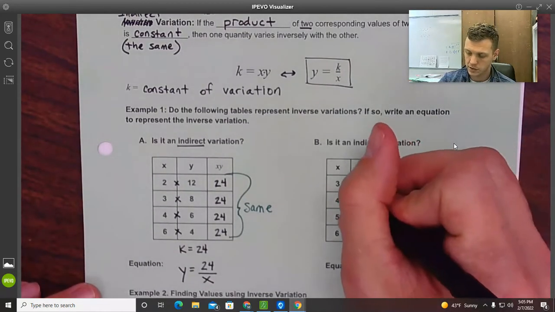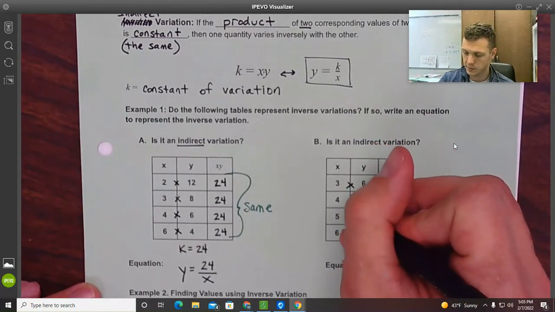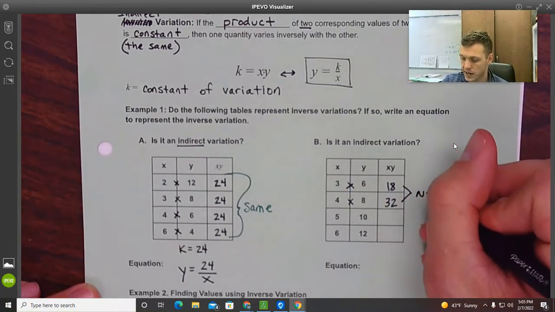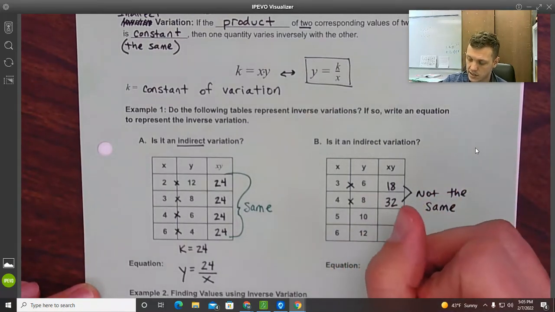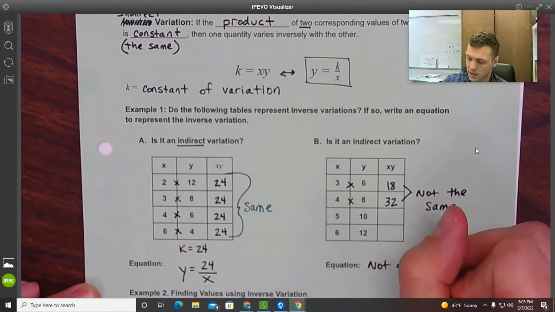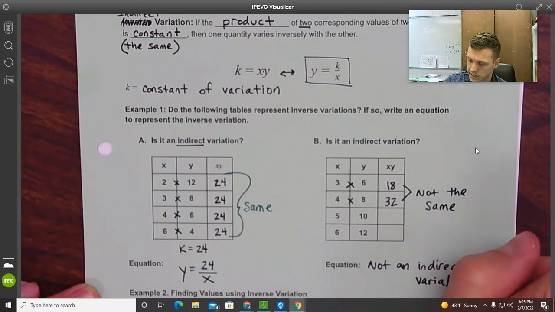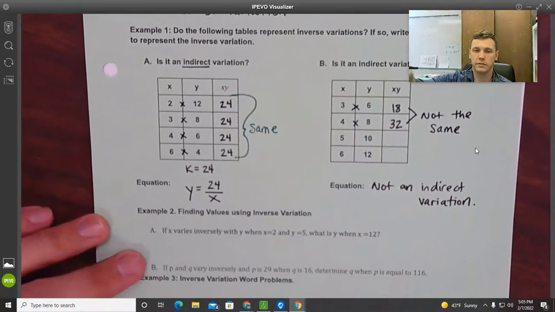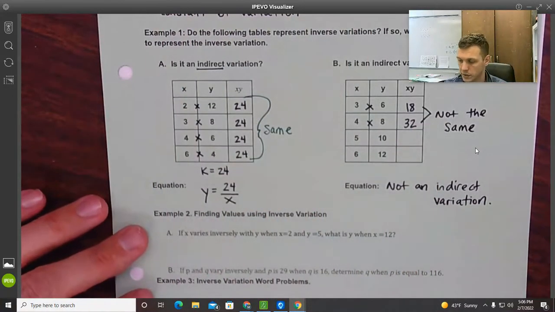All right, let's look at b. So we're going to multiply. So 3 times 6 is 18. 4 times 8 is 32. Already, we can see these are not the same. Okay, so this is not an indirect variation. Okay, so sorry, we can use inverse and indirect kind of the same. So you're going to see both of those written. So I apologize. I got a little carried away there.